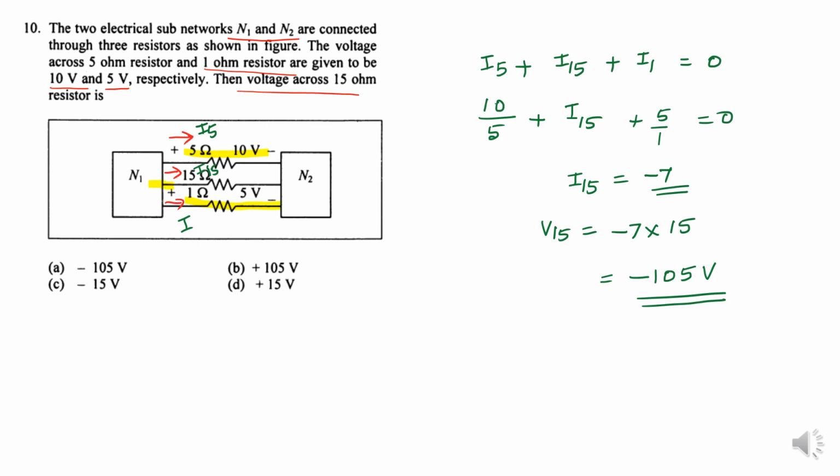So first of all, I am going to write the summation of all the currents equal to 0. I5 plus I15 plus I1 equal to 0. What is I5? I5 is the voltage given, 10 divided by 5, plus I15, the voltage is not given, and I1 is 5 divided by 1. Now 2 plus I15 plus 5 equal to 0. I15 equal to minus 7 ampere. Next I am going to find V15. V15 equal to minus 7, the resistance is already given, 15. Minus 7 into 15 is minus 105, which is the correct answer. Option A is the correct answer.